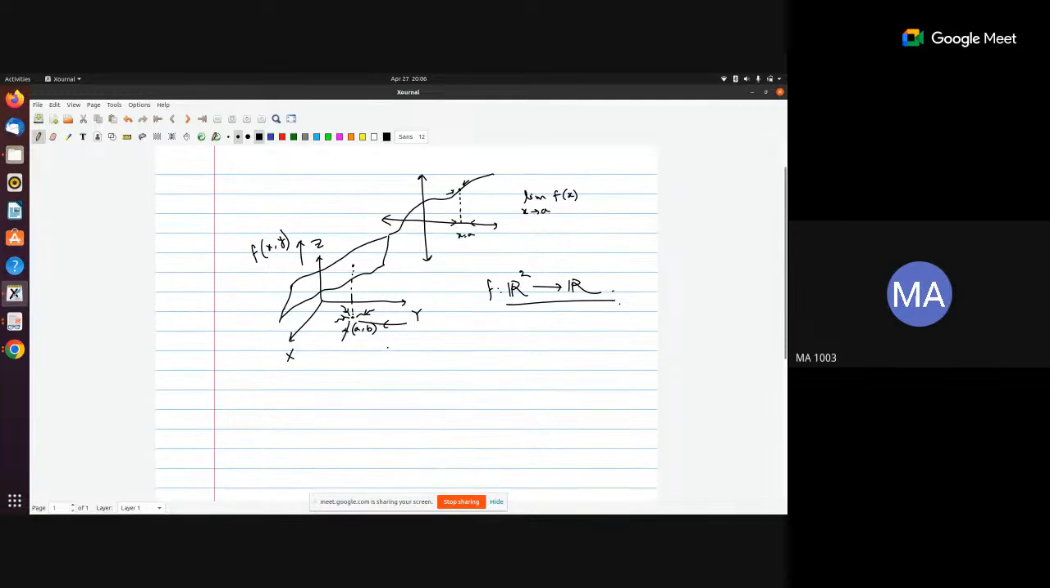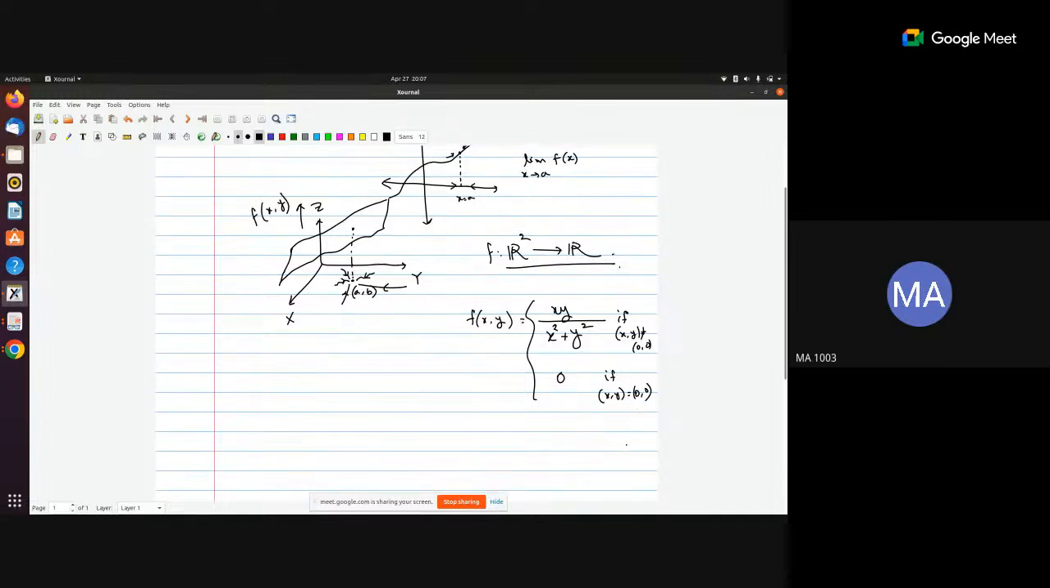Does anyone have any doubt in this? No, sir. Fine. Suppose I give you a function like this. This is one classical example we have seen earlier also. The function is f(x,y) equal to some expression if (x,y) is not the origin, and zero if (x,y) is the origin. I am asking you to find whether the limit exists for this function at (0,0). So what should our approach be?